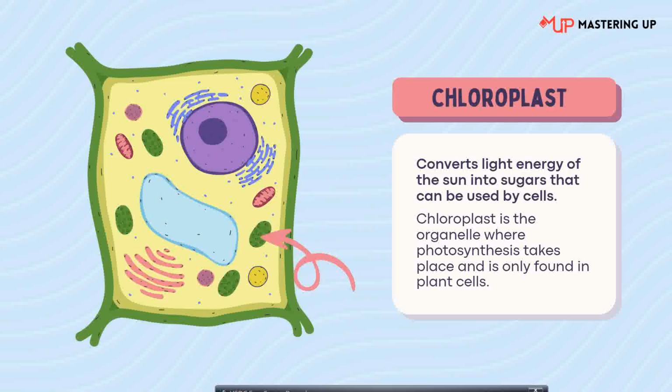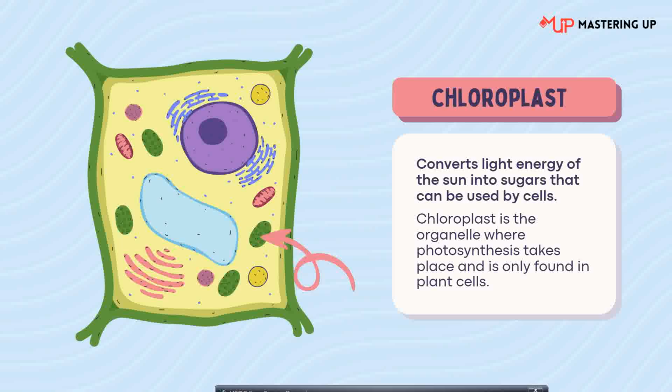Now chloroplast. From the diagram itself we can say that chloroplast is only present in plant cells. Chloroplast is the structure that helps in photosynthesis. In the photosynthesis class we will discuss the detailed structure of the chloroplast, but for now you just need to know that chloroplast is only present inside plant cells. It converts light energy of the sun into sugars that can be used by the cell. So it converts light energy into chemical energy, and that too into food. Chloroplast is the organelle where photosynthesis takes place and is only found in plant cells.